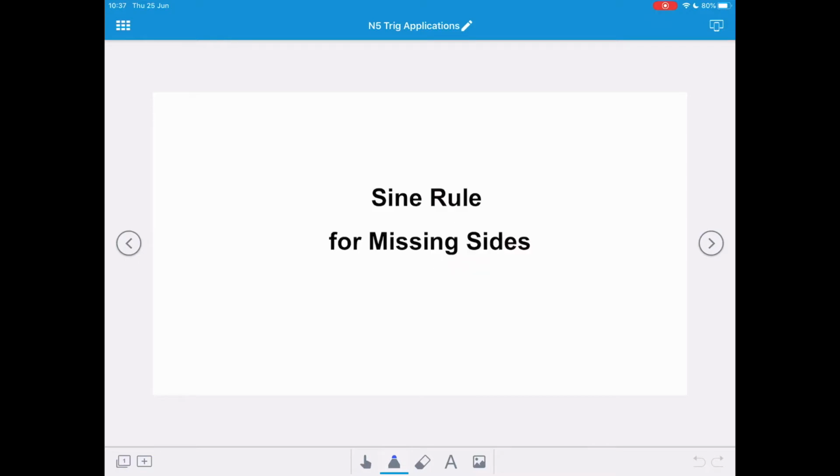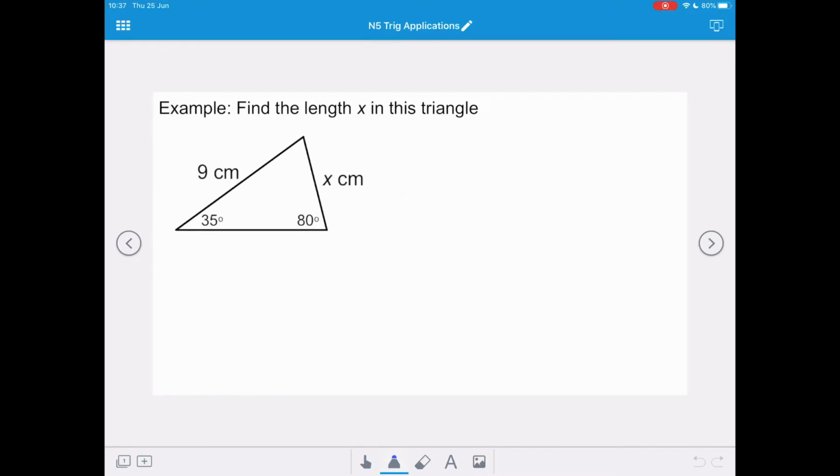Now in this video, we're going to look at using the sine rule to work out a missing side. So in this example, we want to find the length x in the triangle shown in the diagram. Now we can see that x is opposite the angle of 35 degrees, and so we can form a ratio of that side over the sine of that angle. And then we can also see that the 9 centimeters is opposite the angle of 80 degrees. So we know that we can use our sine rule. So we're going to write a over the sine of angle A equals b over the sine of angle B.